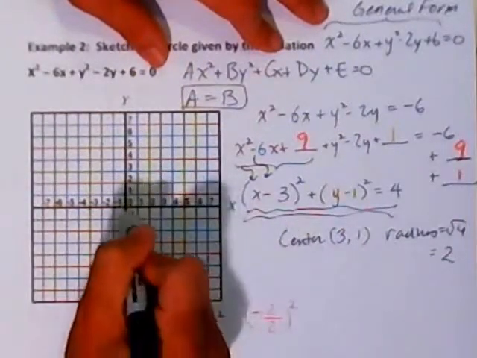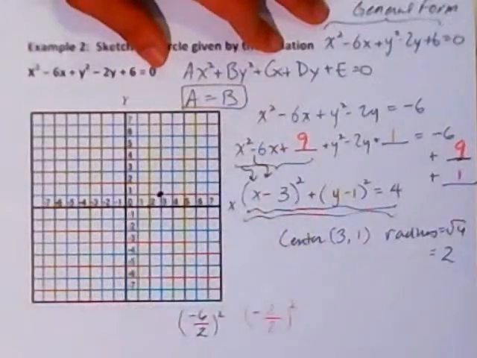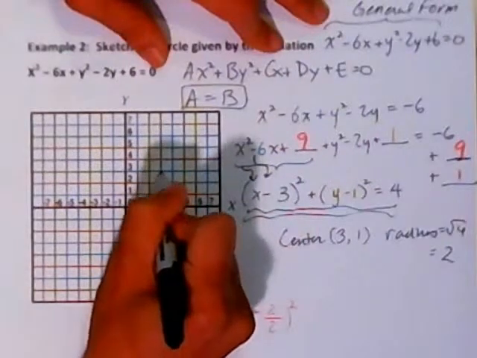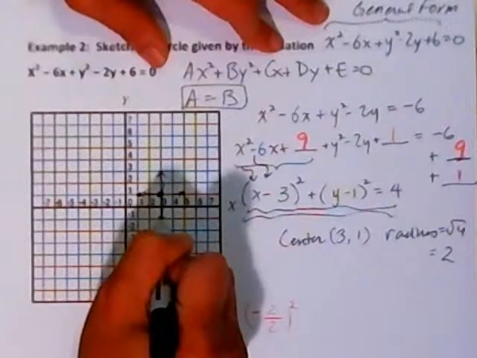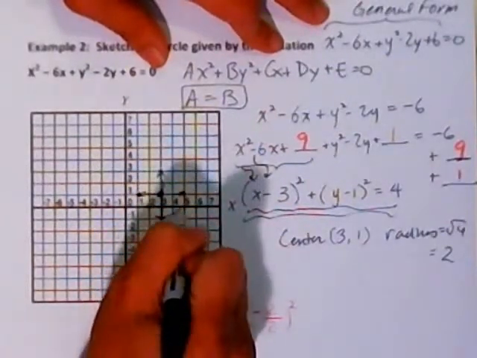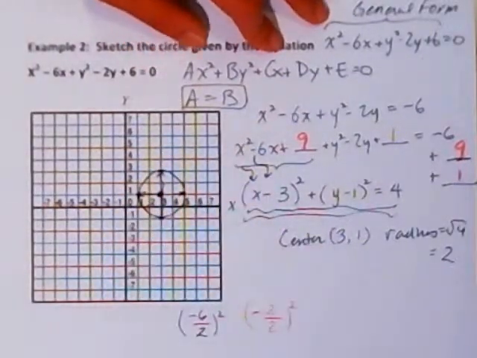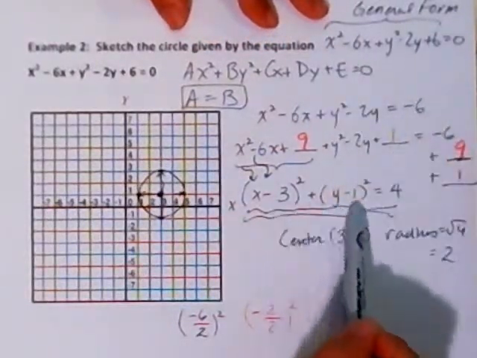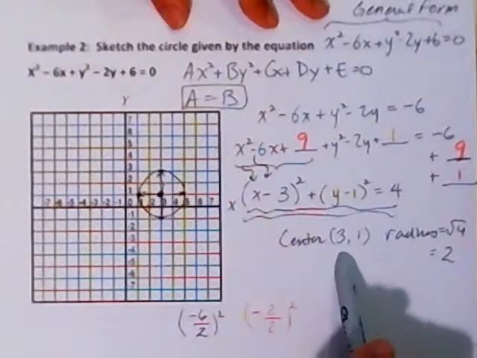So we find 3, 1: right 3, up 1. There's your center. It goes to the right 2 units, up 2 units, left 2 units, and then down 2 units. I like to plot those 4 points first, and then the circle is tangent to them, so that's what it looks like. Okay. Don't forget, if it's in general form, you must change it into standard form before you actually start drawing or sketching the circle itself.